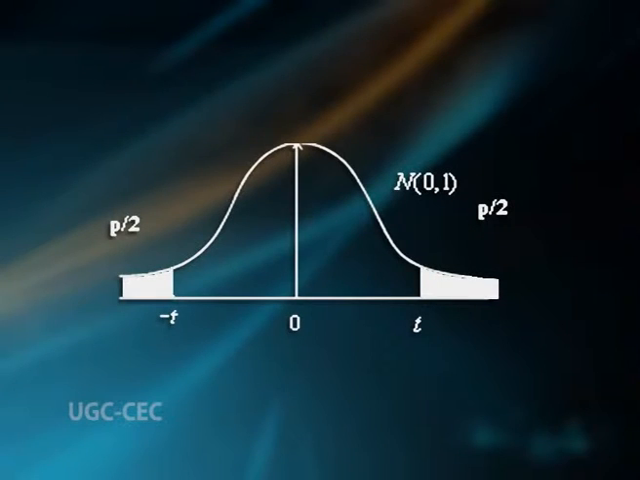For an alternative hypothesis of the type H 1: mu not equal to mu naught, that is, for a two tailed test, we find the probability that the modulus value of the test statistic is greater than its calculated value under the condition that the null hypothesis is true. This probability is denoted by p.